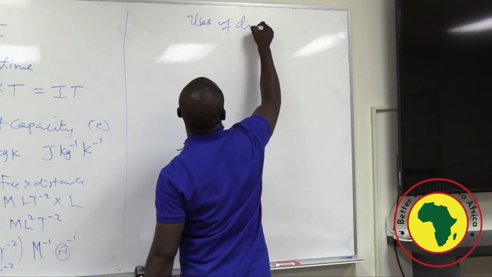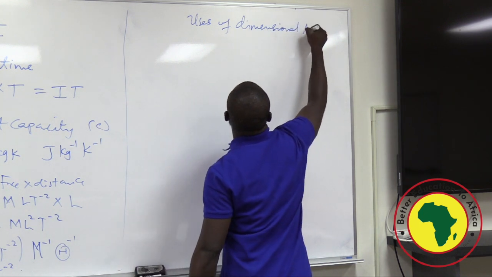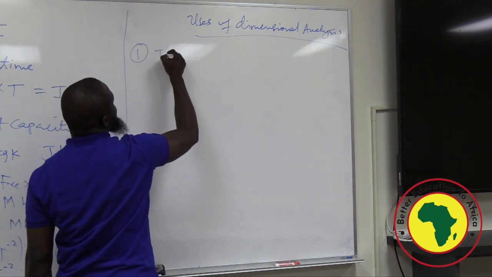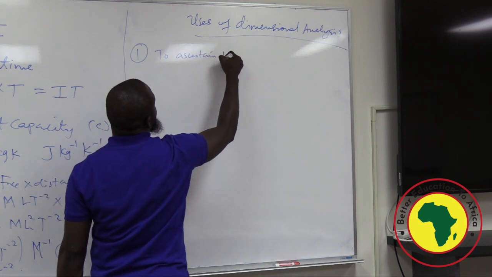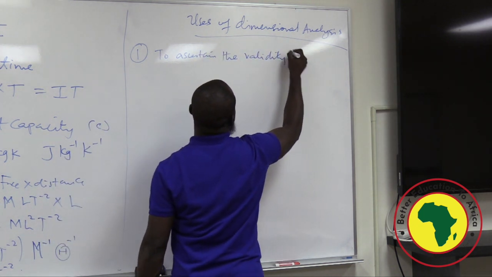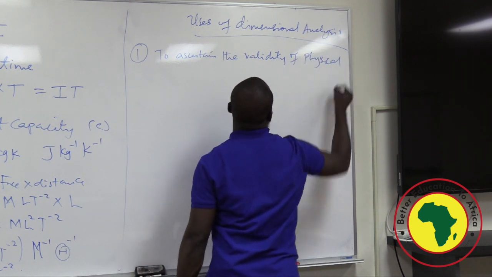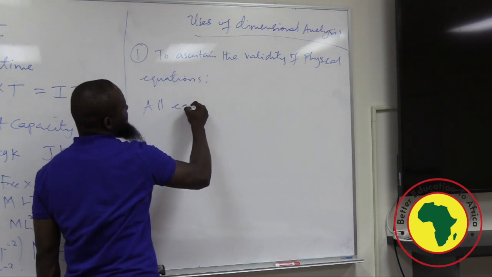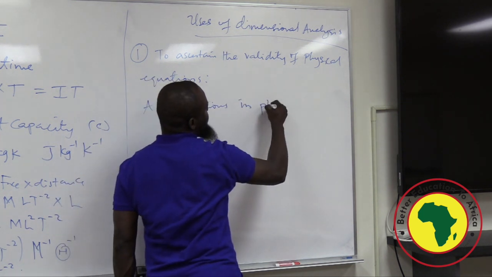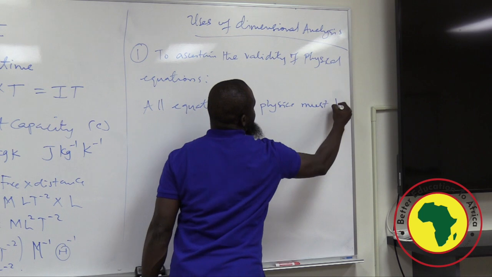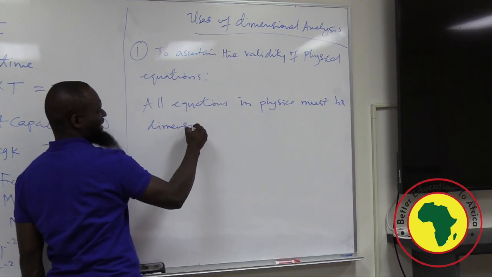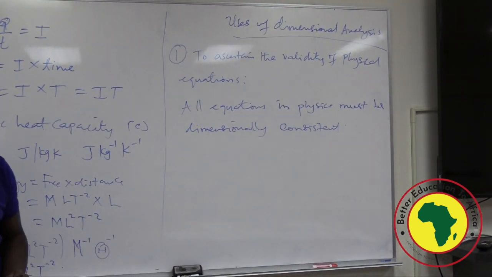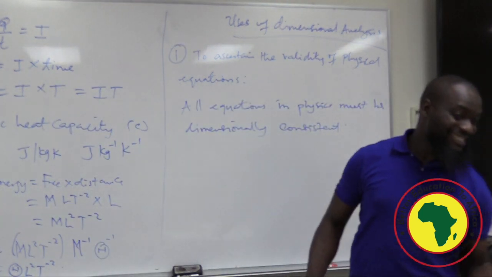Uses of dimensional analysis. Number one, we use dimensional analysis to ascertain the validity of equations, the validity of physical equations. What do we mean? All equations in physics must be dimensionally consistent.